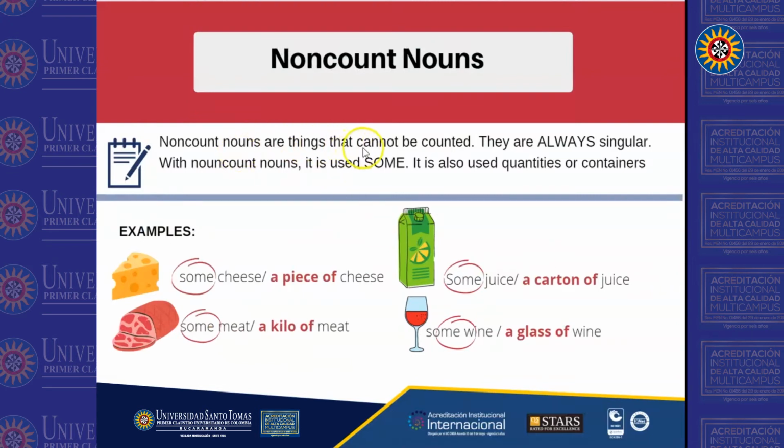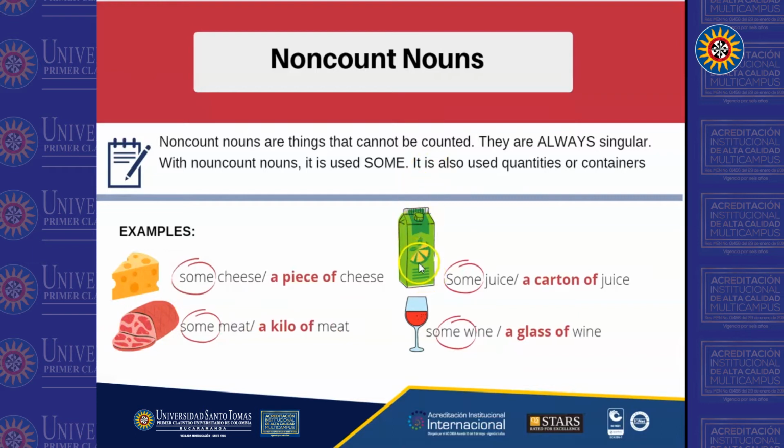Non-count nouns are things that cannot be counted, and they are always singular. With non-count nouns, we use some, or we can also use quantities or containers. Let's check the examples. Some cheese, right? Look at the picture. Some cheese. Or we can also say a piece of cheese, right? Look at the second one. This is meat, right? We can say some meat, or we can say a kilo of meat, okay? It's not correct to say 1 meat, 2 meats, because this is uncountable, right?